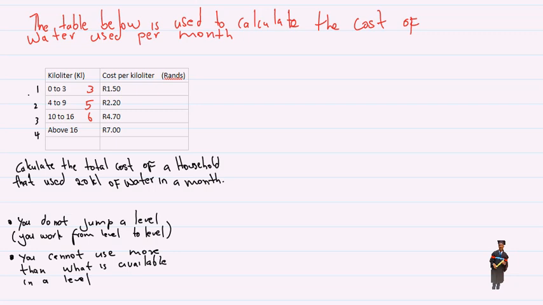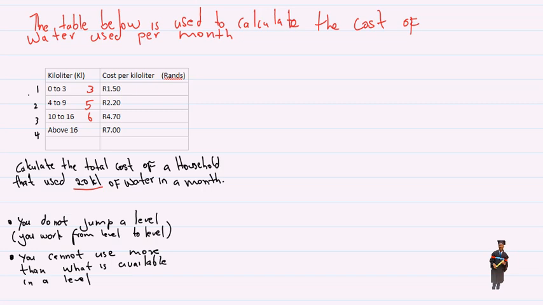So now we are aware that in level 1 there are only 3 kiloliters of water available. Level 2 there are 5. Level 3 there are 6 kiloliters. Okay, so now let's start calculating, because they have said let's calculate the total cost for a household which used 20 kiloliters of water in a month.